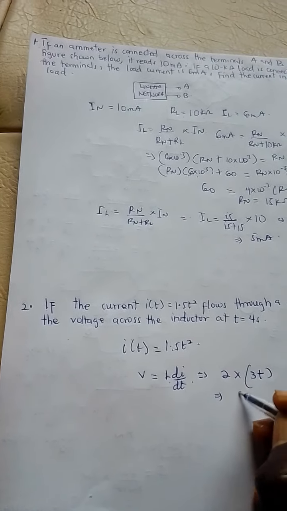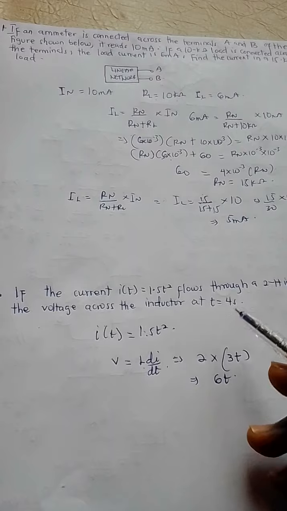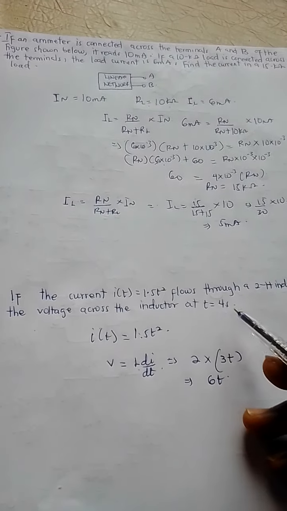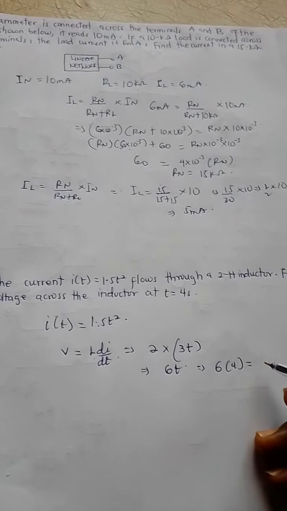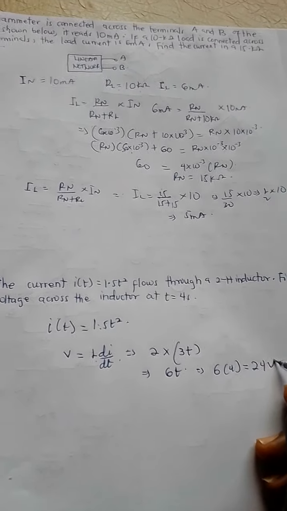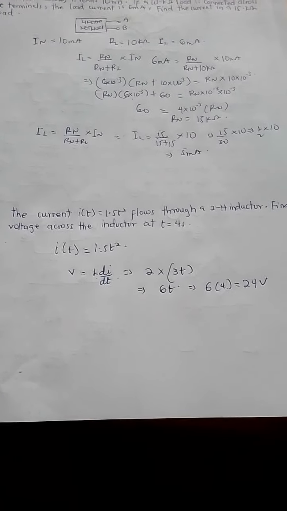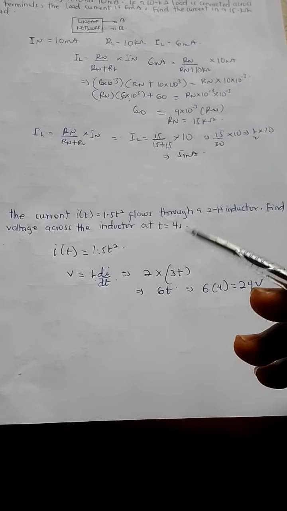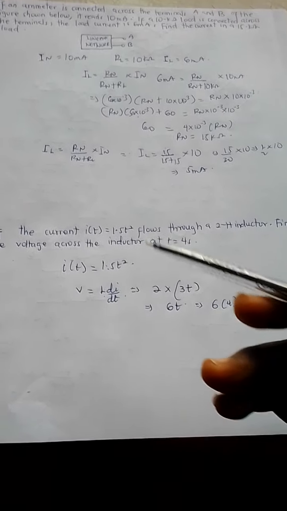So what do we get? We get 6t. So from the question, the instantaneous time that we were given is 4 seconds. So we simply put 6 multiplied by 4, which is equal to 24 volts. So this is how we solve for the voltage across an inductor where there is an AC source and the current function is given.